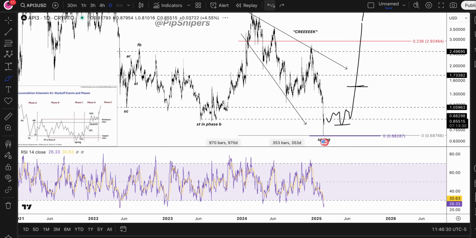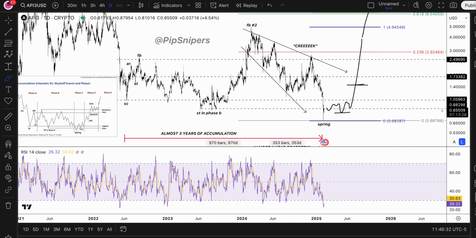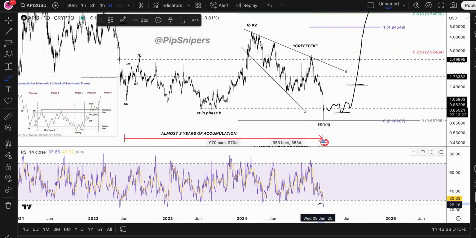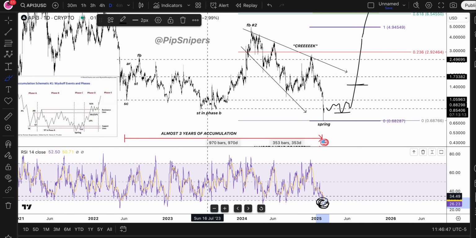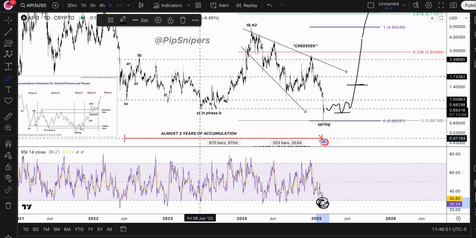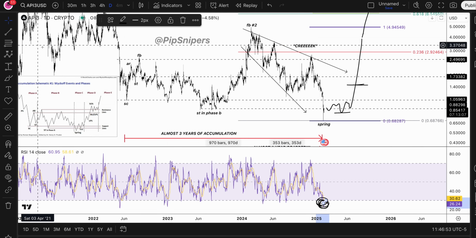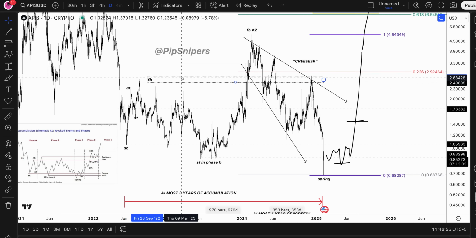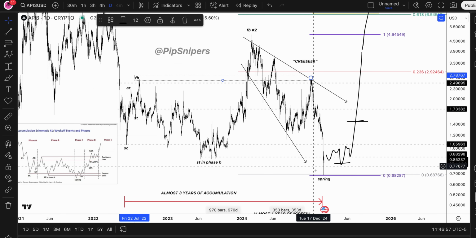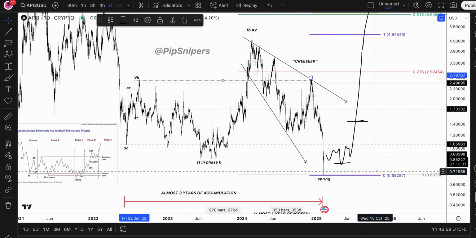Now when we take a look at API3, we do see that the daily RSI has reached into extreme oversold territory. Look at this daily RSI here. Very, very significant moves happening over here. Okay. And we've also been in 3 years of accumulation. So, very nice setup to trade as long as we stay above this invalidation level.